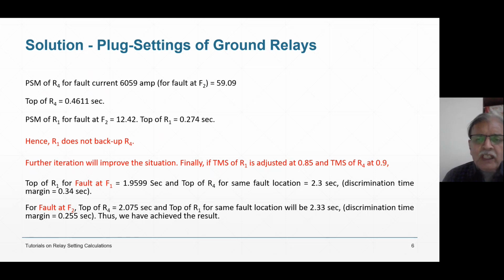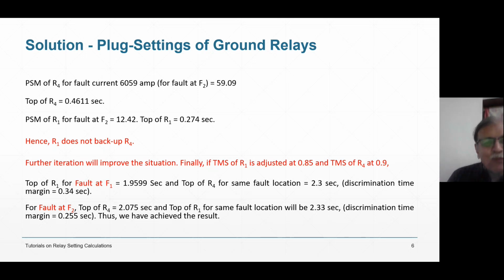Shall we check? 2.3 minus 1.9599 gives 0.34 seconds. That means I am coming out with a discrimination margin of 0.34 second, which is more than 0.25. That means R4 backs up R1.